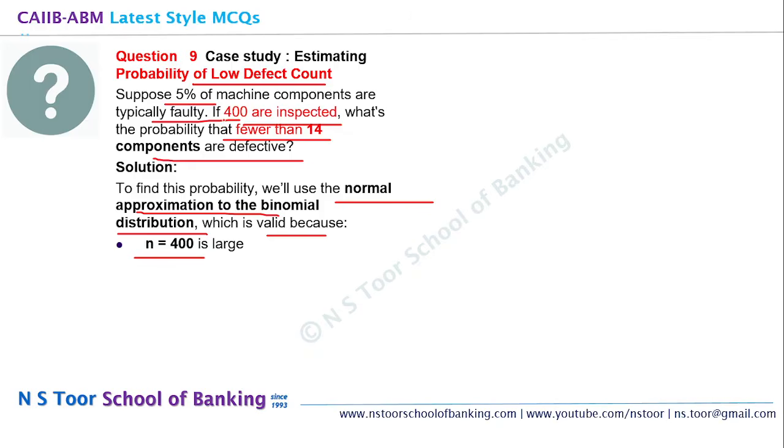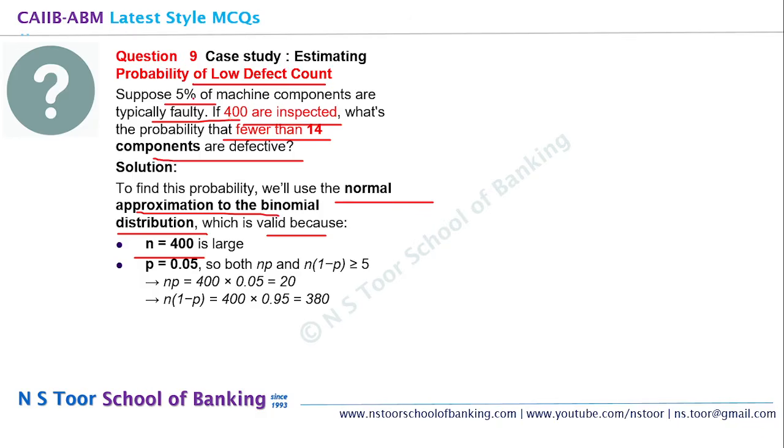Sample size is very large, whereas the probability is very low. What will be the probability? It is 5% only. So 5% means 0.05. So probability is low and n, the sample, is large. So in that case, it is better to go for normal approximation instead of the binomial distribution method.